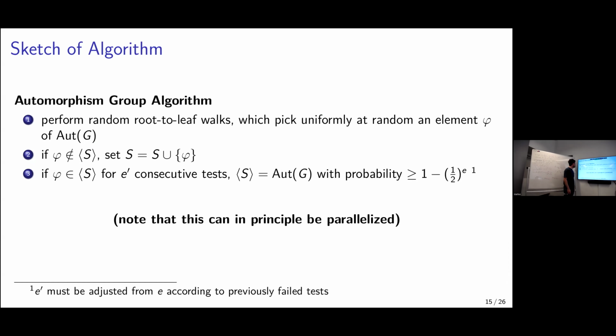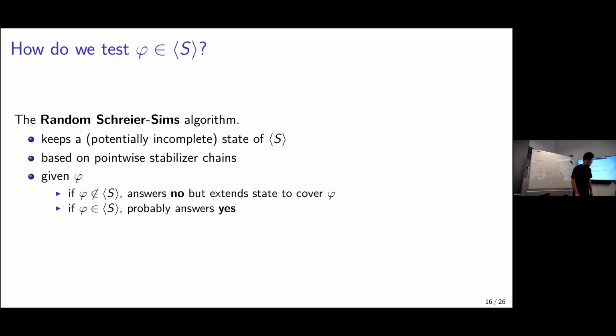Also, another thing I want to mention, because this was one of the original motivations to use random walks, is that this can also be parallelized. These random walks are of course completely independent, so you can just parallelize this. Modulo one thing: how do we even test that an element is already generated by what we've seen before? If you are really interested in this, we can probably take this offline, but this is where the random Schreier algorithm comes into place.